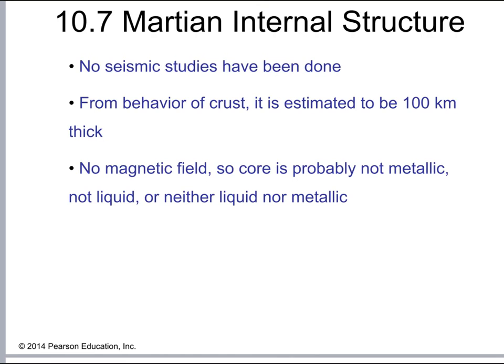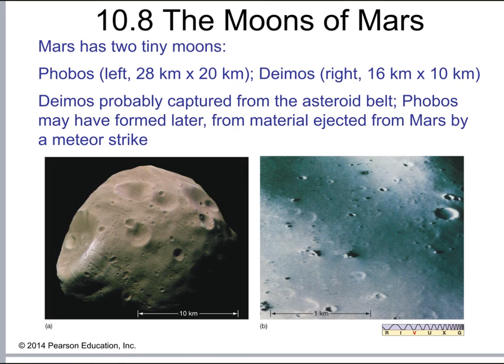So those are things that we have been able to infer. We don't know them with certainty, but we're pretty confident that that's probably the case. And the last thing I want to mention, we've talked about Mars, the planet itself. Mars also has two small moons.